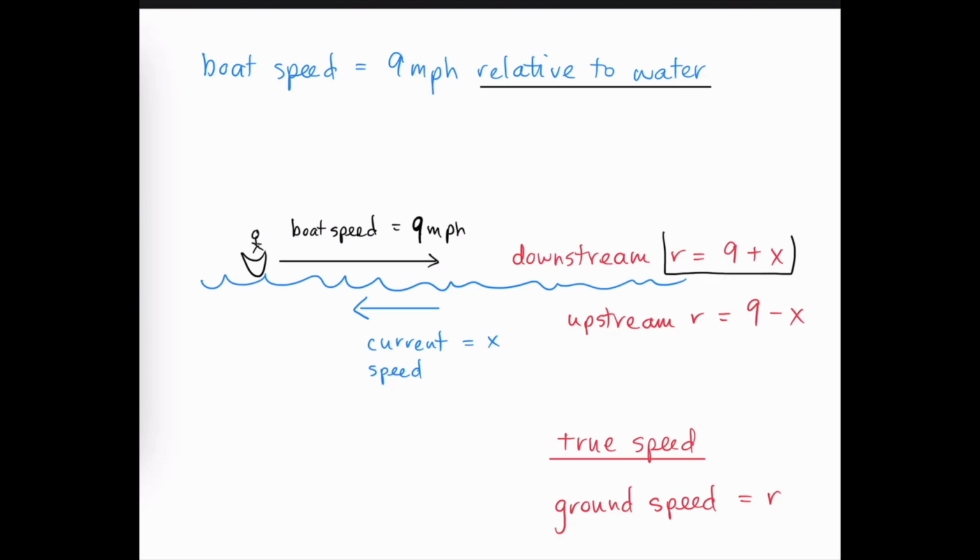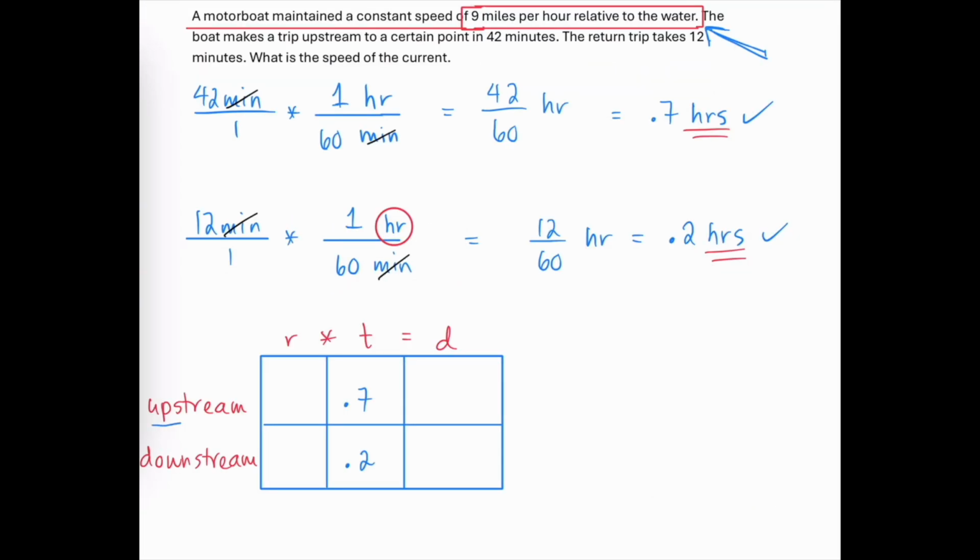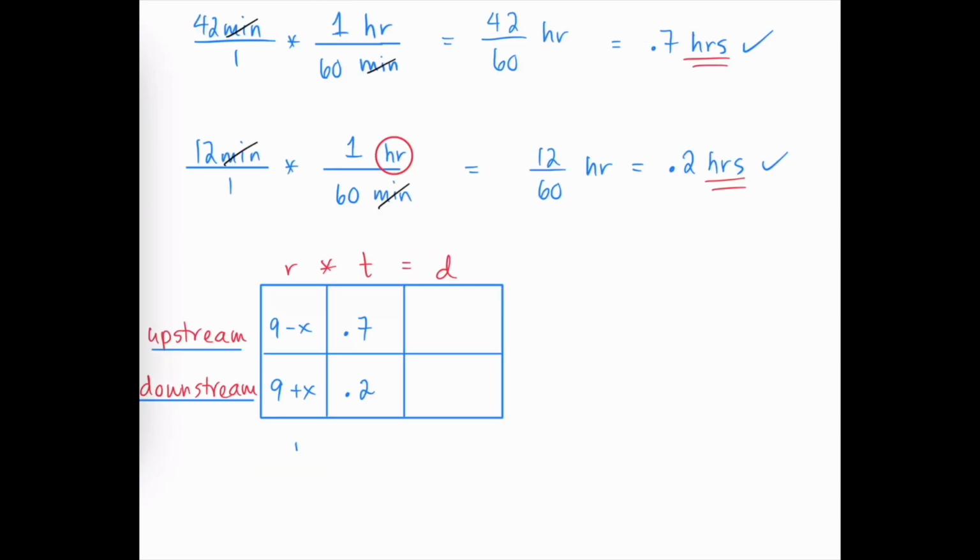So these are the two values that we're going to plug in for the rate, essentially the ground speed, back in our table. So when we traveled upstream or against the current, our rate was 9 minus x, and when we traveled downstream with the current, our rate was 9 plus x. Now that we have two columns populated, this is when we want to multiply across in order to determine the third column. Remember, in order to get distance, we multiply rate times time, so that's going to be 0.7 times 9 minus x, and here we'll have 0.2 times 9 plus x.